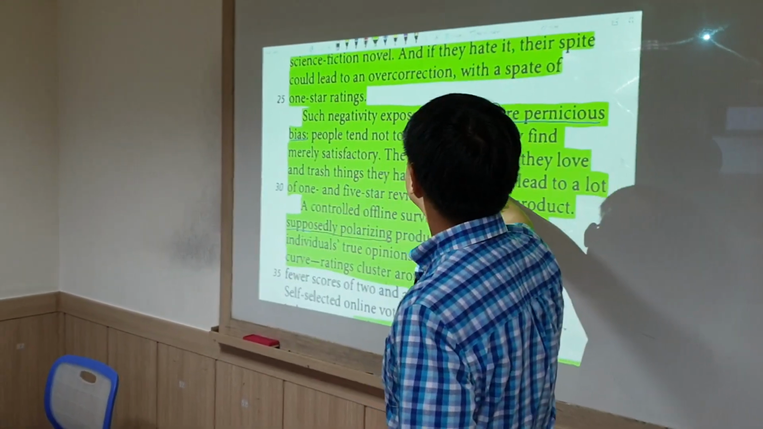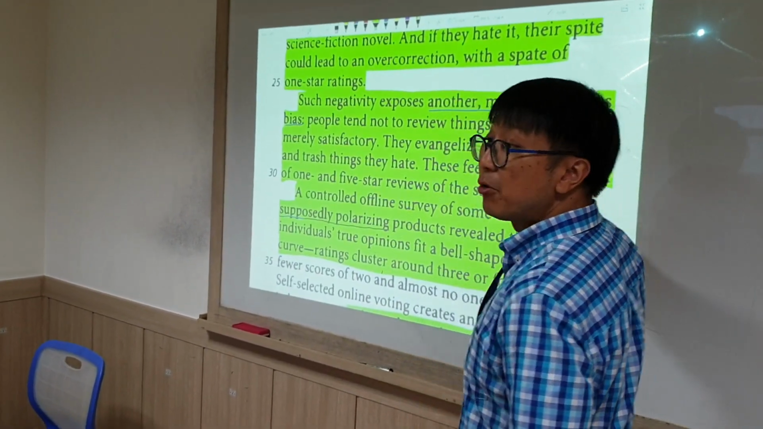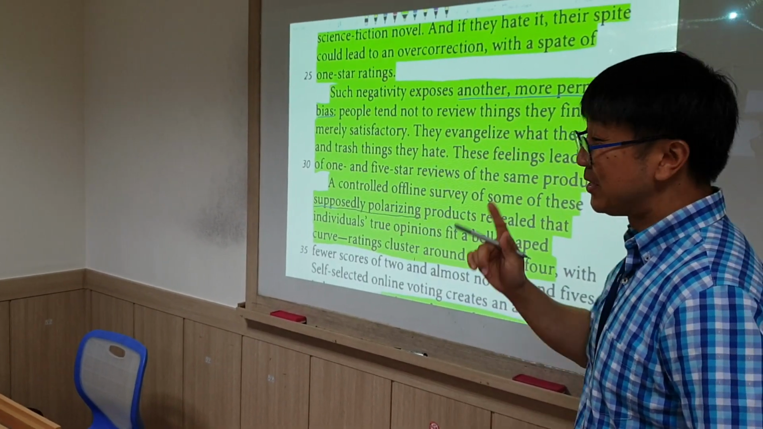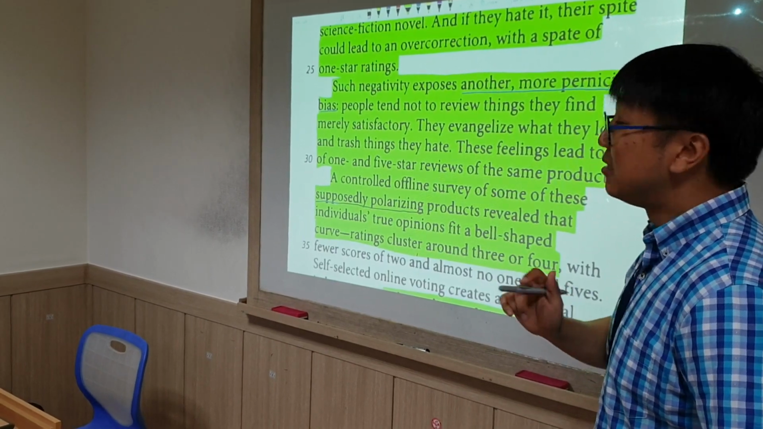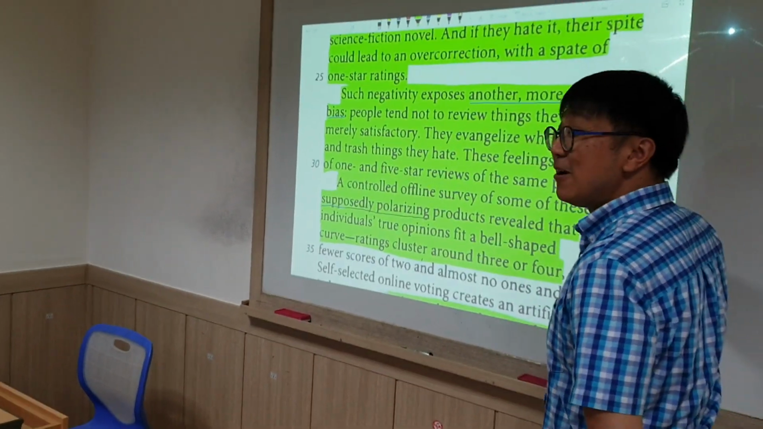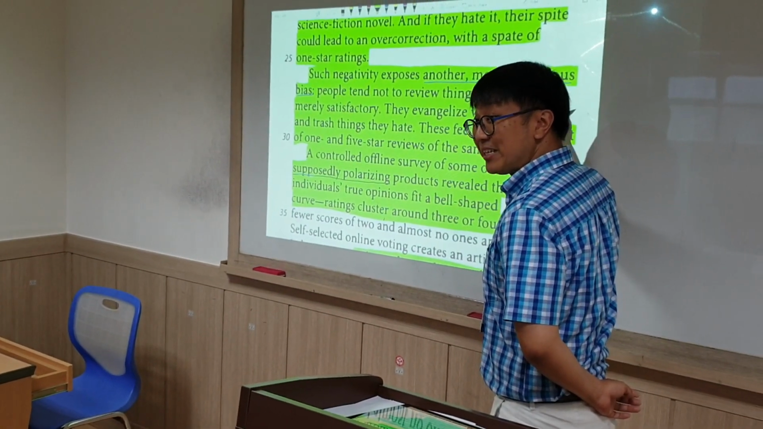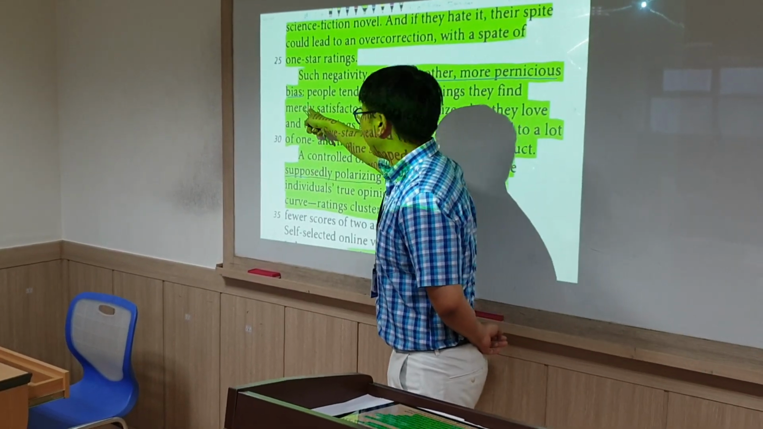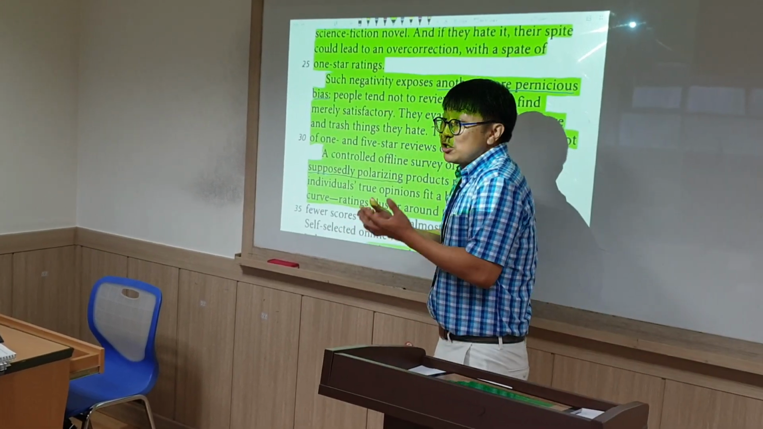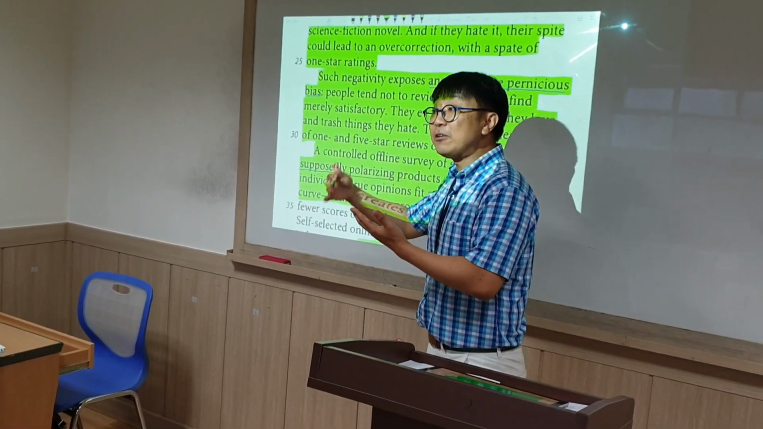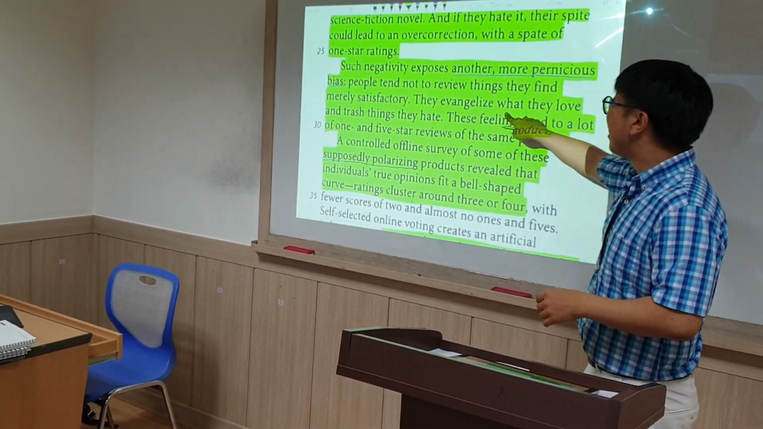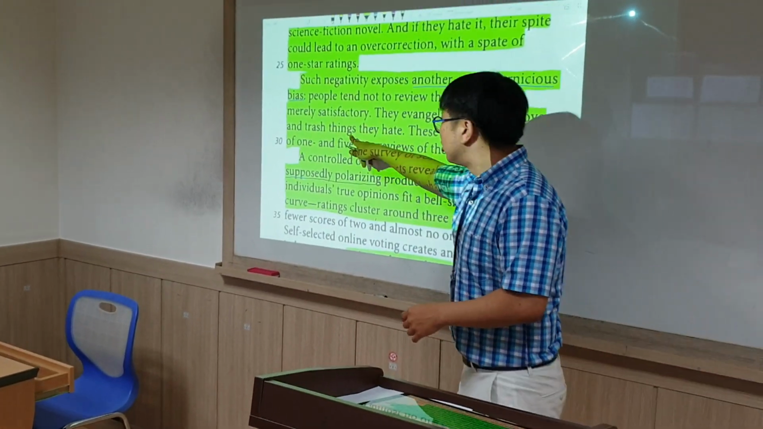Such negativity exposes another more pernicious. Pernicious, does anyone know what that word means? By the way, this is a hard vocab word. Pernicious. It wasn't in your vocab list, but it is now. Dangerous. Oh, June, very good. Impressive. Pernicious means particularly dangerous or evil. Okay? Bias, right? People tend not to review things they find merely satisfactory. So just things that are okay, people don't write reviews, right? Just okay things, they don't write reviews. But look at this. They evangelize what they love and trash things they hate.